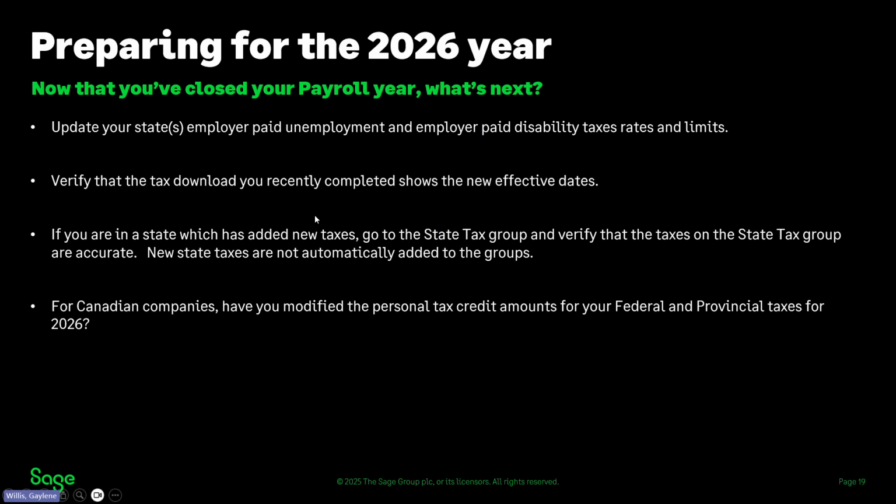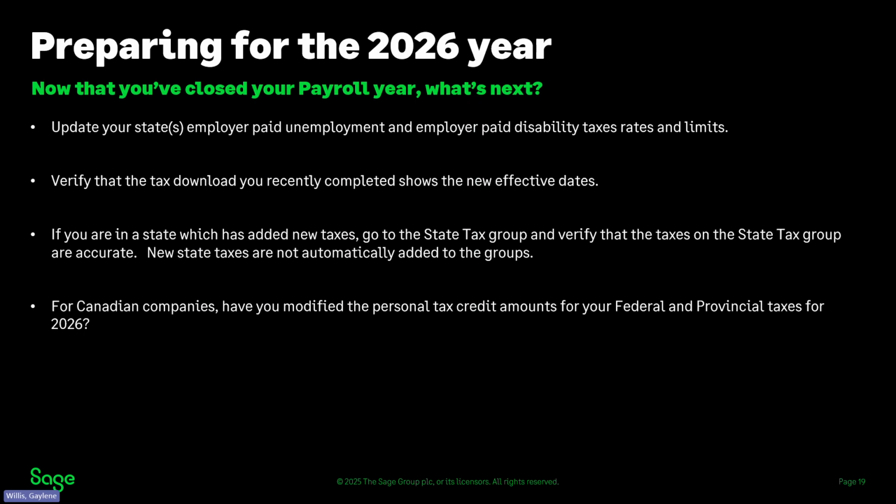Okay, so let's say we've closed our years, right? One thing that's going to become extremely important is that we have updated our state's employer paid unemployment tax and disability wages. Some of these things are going to be taxes that have what we call an experience rating. So that's not something that we will know about, so we don't provide updates for those types of taxes.